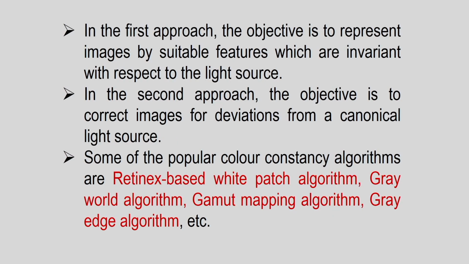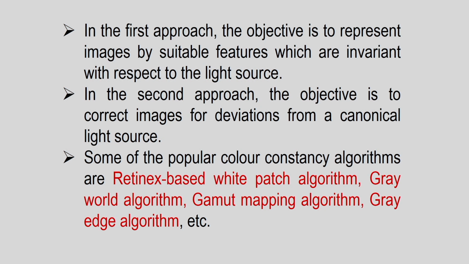For color constancy, the first approach is to represent the image by suitable features which are invariant with respect to the light source. That means I have to extract color invariant features that are invariant with respect to the light source. In this first approach, it is not important to determine the direction or the characteristics of the light source. What is important is to extract suitable features which are invariant with respect to the light source.